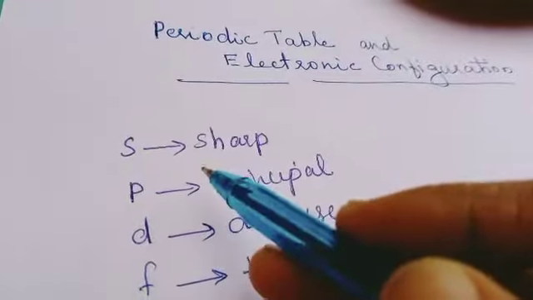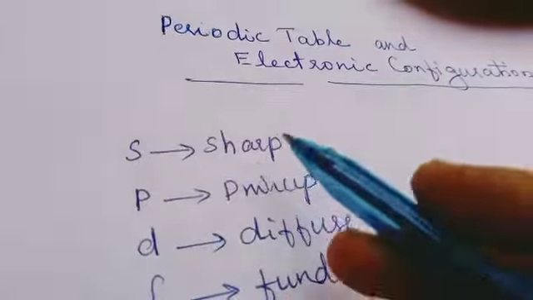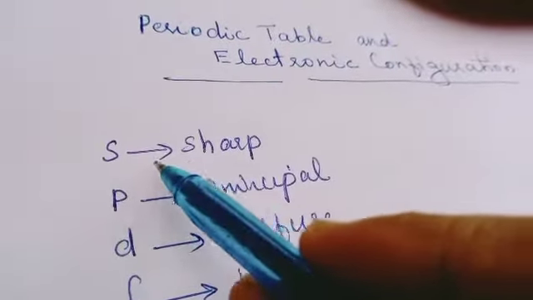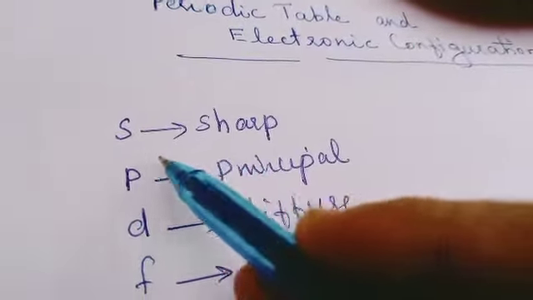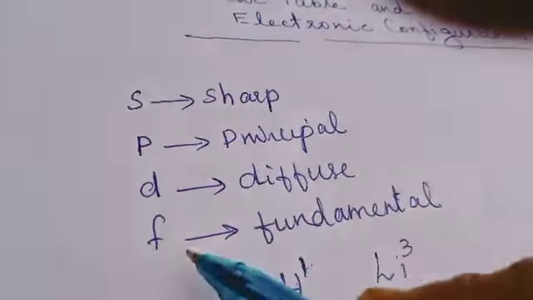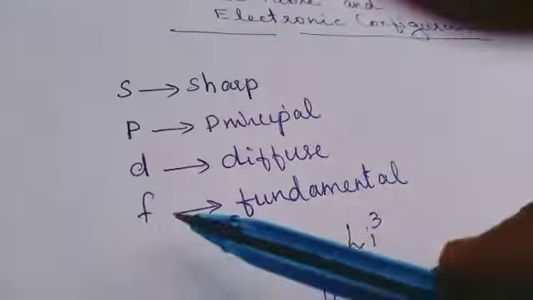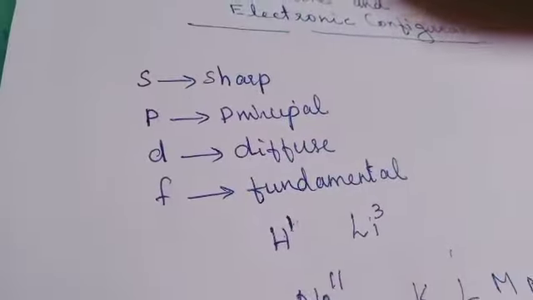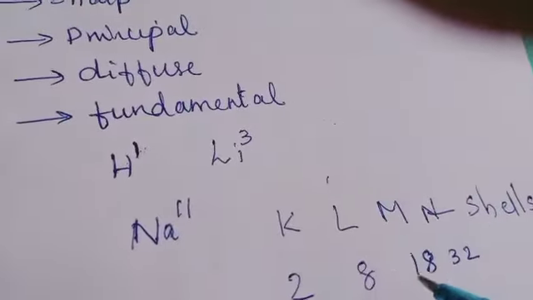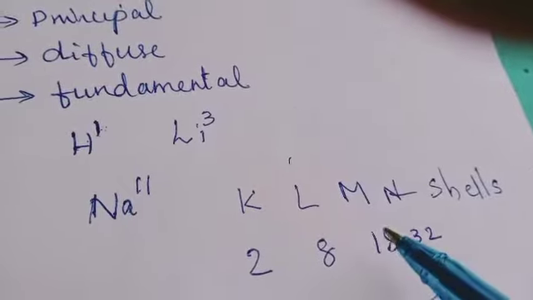They are related to certain properties and to the atomic spectra of elements. These subshells denote: s for sharp, p for principal, d for diffuse, f for fundamental. s, p, d, f are subshells of the shells, and K, L, M and N are the shells.